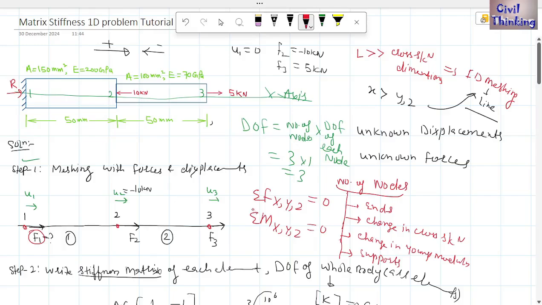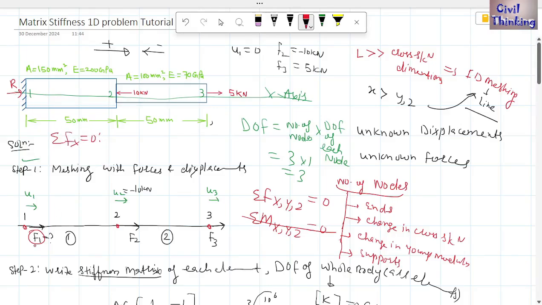Now which one do we apply here? The moment doesn't exist in actual, so we will not apply those. We also don't have to apply summation of forces along the y axis or z axis, because the forces are only acting along the x axis. In the 1D meshing, we will only apply summation of Fx equal to 0.